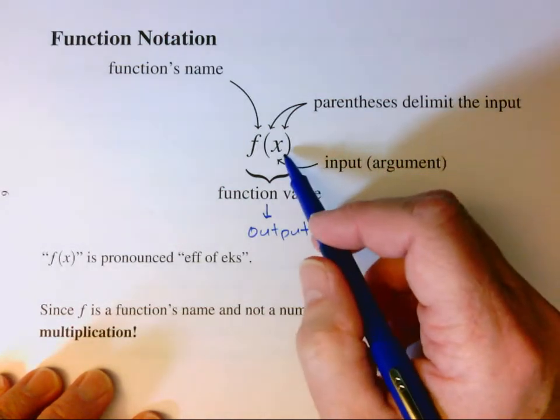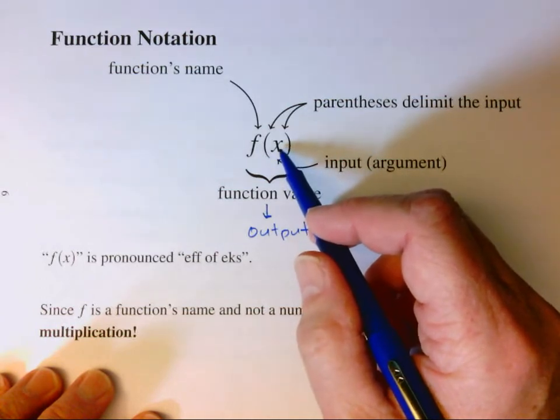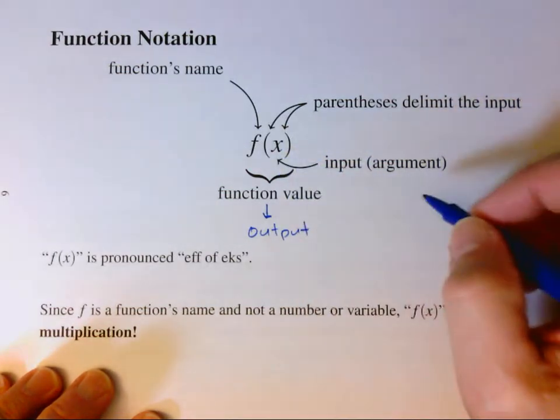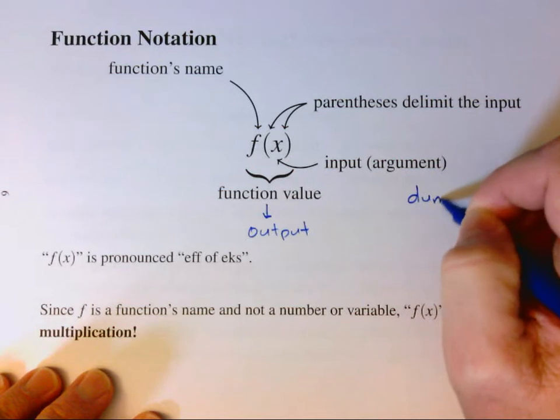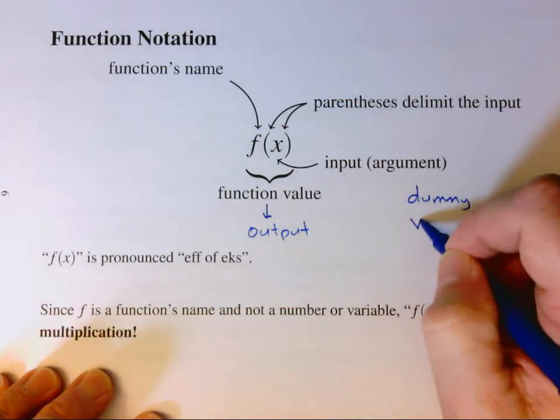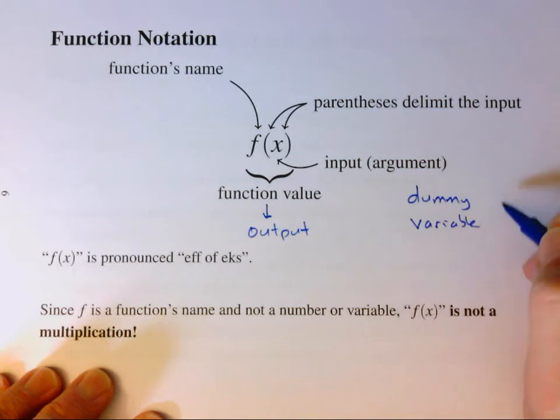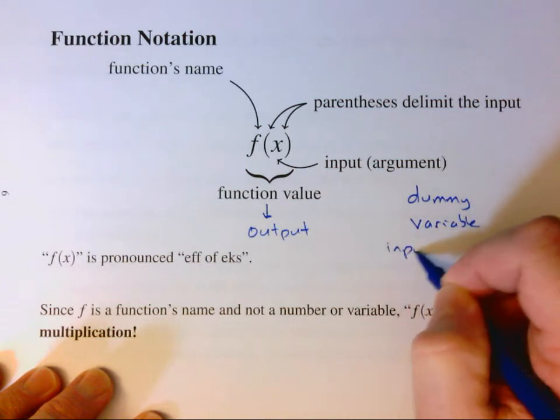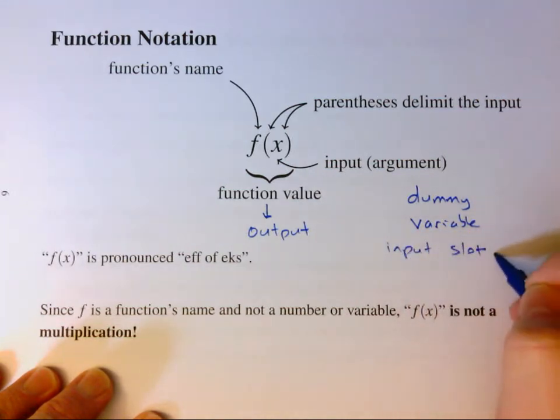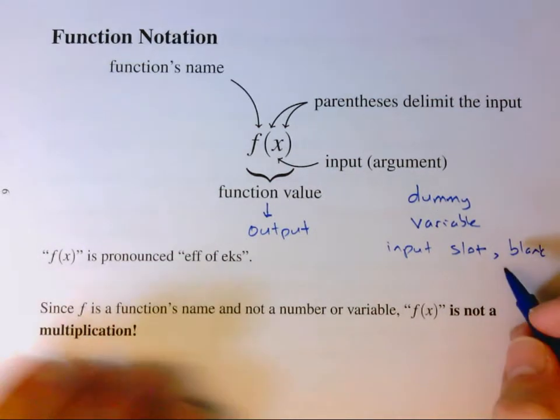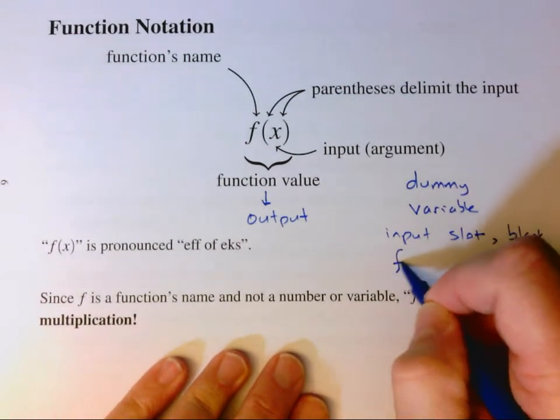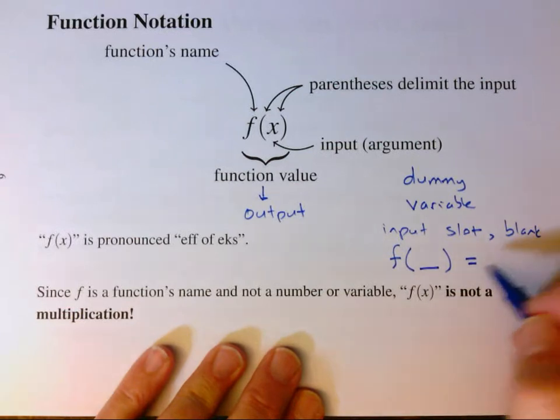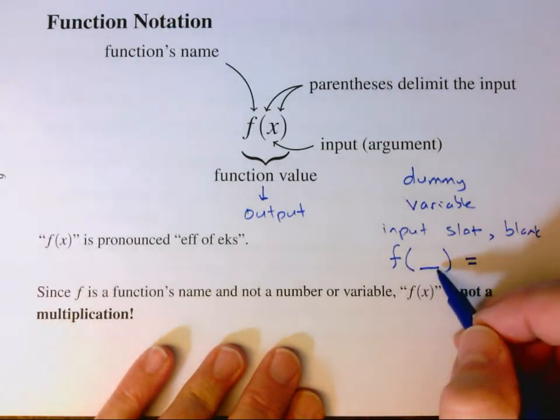Now, this x here really doesn't quite act like the normal variable x. This is just a place to put the input. In fact, we often call it a dummy variable. I like to think of it as an input slot or blank. So I think of function notation like this: f of whatever equals whatever. So I just think of that x as representing a blank to fill in.